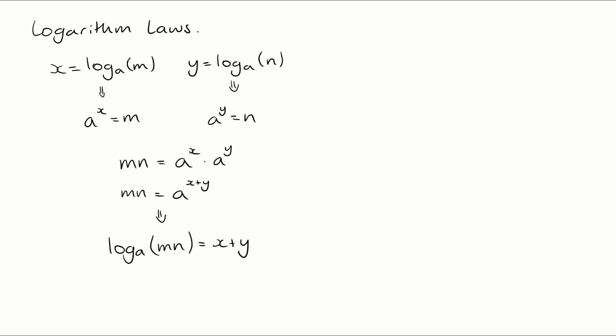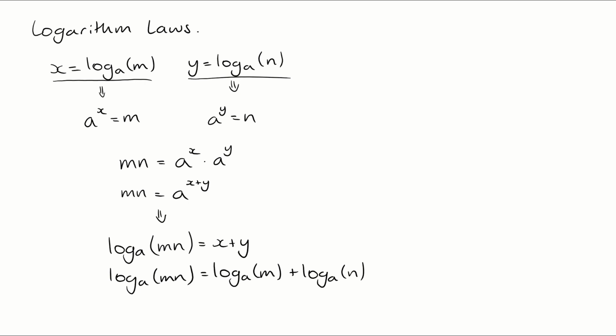In the introductory video to logs, we saw that that's how we can convert back to the logarithmic form. And x is just log to the base a of m, we denoted that up here. And y is just log to the base a of n. So if I just copy this down underneath, we're saying that log to the base a of m times n is the same as log to the base a of m plus log to the base a of n. And in fact, this is going to be really important, and this is going to be one of our log laws. And we're going to see that in practice now.